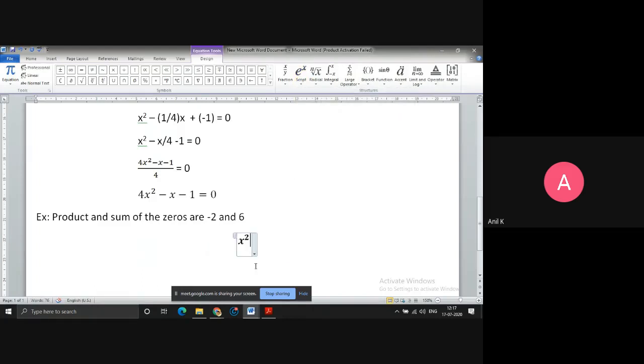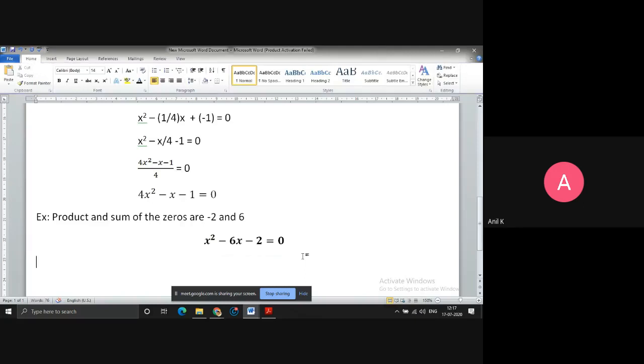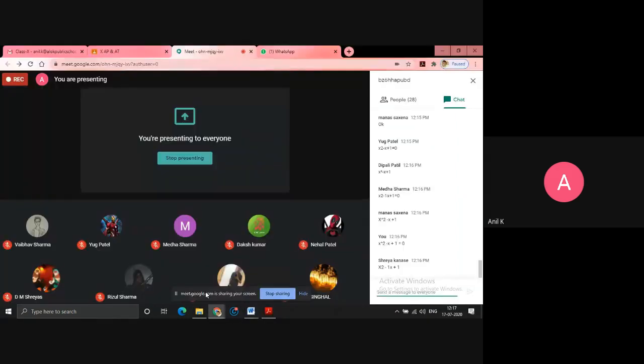Because we are habituated with sum term first, x square minus sum of the roots is 6, so it will be 6x plus product of the roots is minus 2, so you'll get minus 2 equals to 0. So generally what students do is they write x square, so first term is minus 2, so here it will be minus into minus is plus 2x and minus plus 6. They don't see here whether the sum is given first or product is given first. Okay. So is that difference clear for everyone?